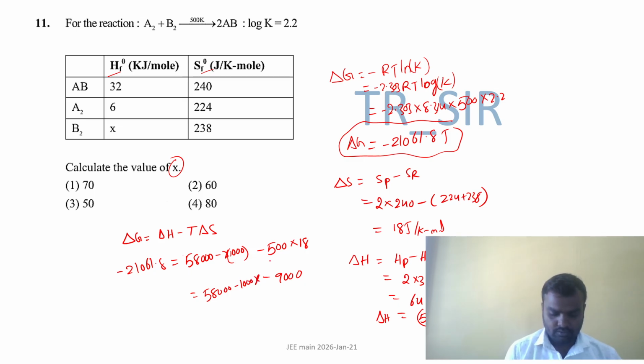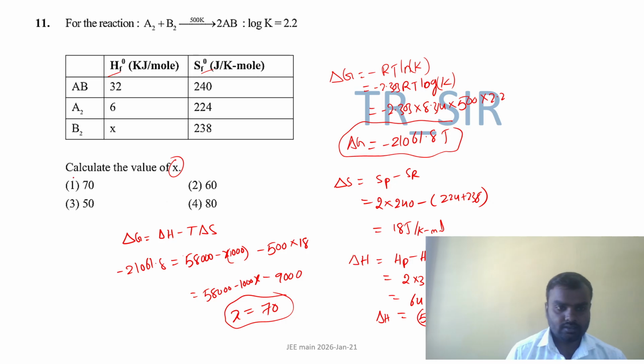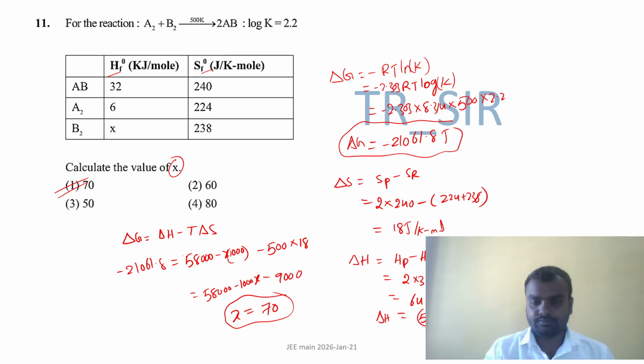58,000 minus 9,000, you got 49,000. Bring it to this side, 216.8 by 1000, so you're getting 70. So X is equal to 70, that is the right answer. The given option A is the right answer.